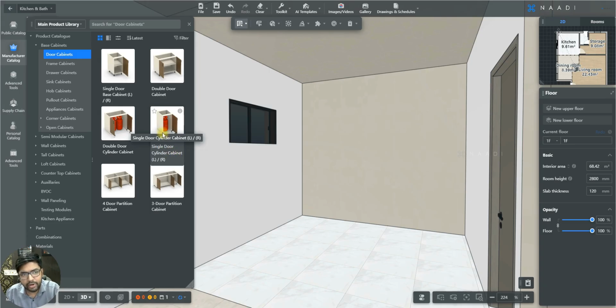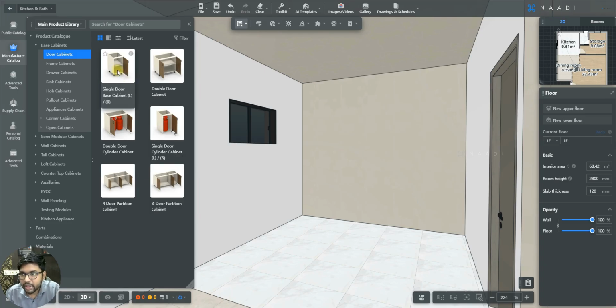And you might be wondering, both are almost the same, right? Here it has a shelf, here it has a cylinder. Then what is the difference? Instead, I could delete the shelf and place a cylinder, right? But you should understand that if a cabinet is mentioned here separately, it has a completely different construction system. If you notice, a single door base cabinet is completely different from your single door cylinder cabinet.